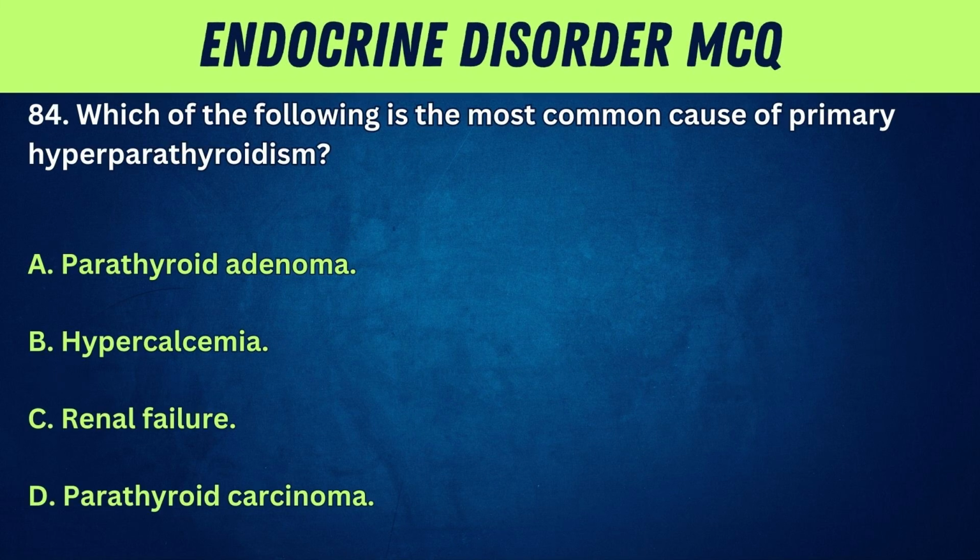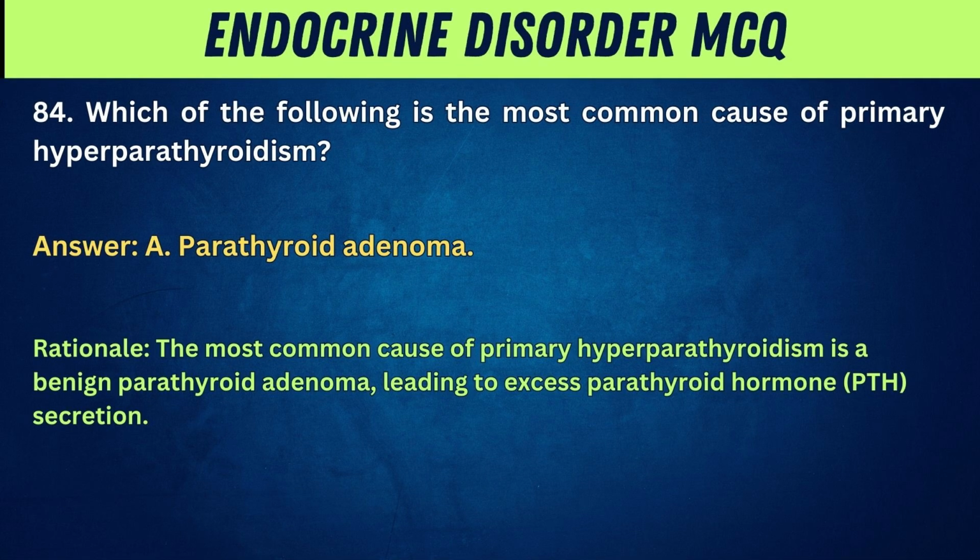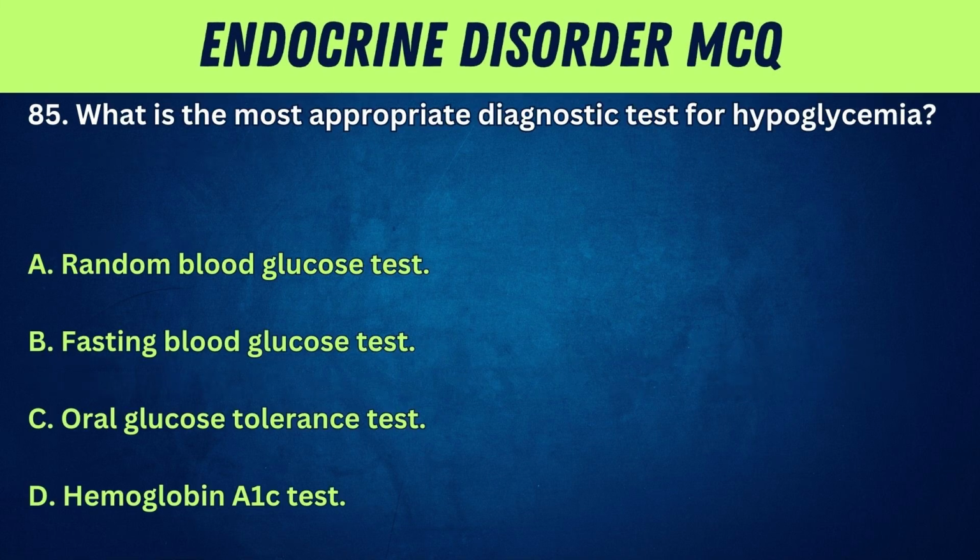84. Which of the following is the most common cause of primary hyperparathyroidism? A. Parathyroid adenoma. B. Hypercalcemia. C. Renal failure. D. Parathyroid carcinoma. Answer: A. Parathyroid adenoma. Rationale: the most common cause of primary hyperparathyroidism is a benign parathyroid adenoma leading to excess parathyroid hormone, PTH, secretion.